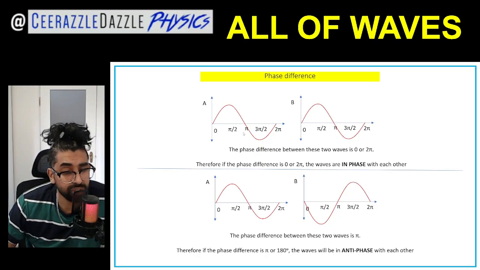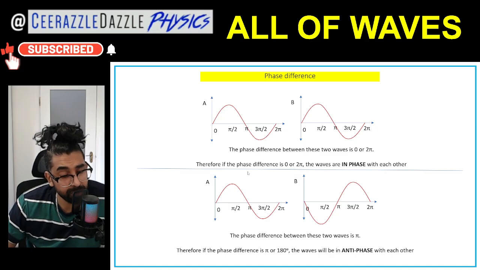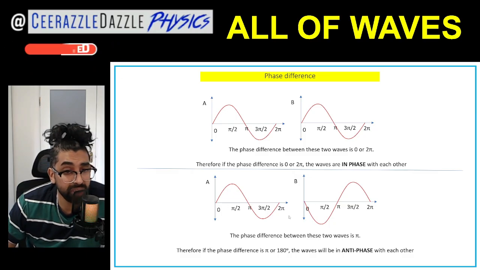So in this case, at the top, if the waves are in phase, they have a phase difference of 0 or 2 pi, or it could be 4 pi as well. So 0, 2 pi, 4 pi, any multiple of 2 pi. Then the one at the bottom, let's look at this one. Let's say I have A over here and B over here. What is the phase difference between these two waves?